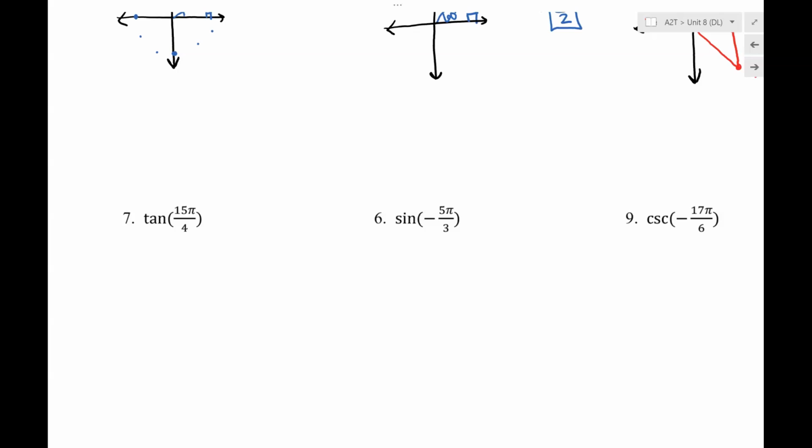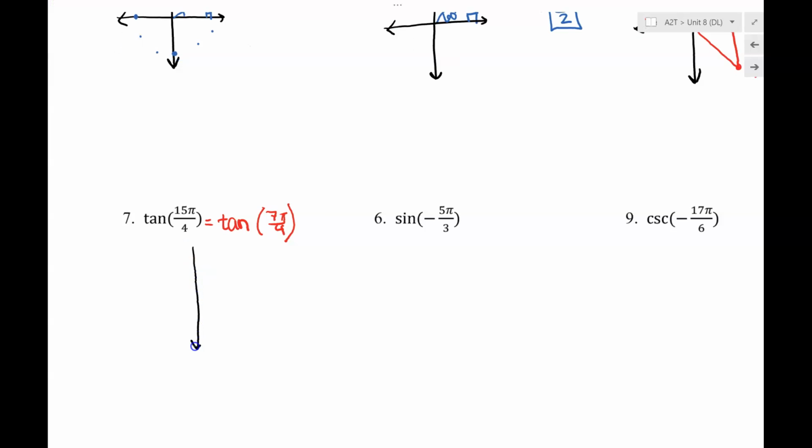Okay. 15 pi over 4. Again, the denominator is 4, so we have a reference angle of 45 degrees. I'm going to take away 8 pi over 4 because that's a full rotation. I'm still going to have the same reference angle. So if I take away 8, we get 7 pi over 4. Nice.